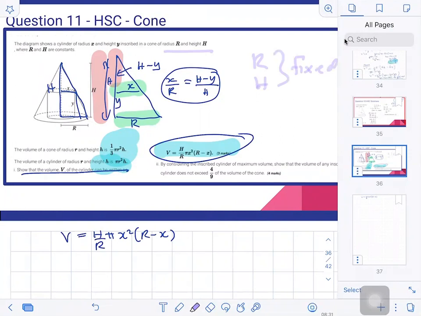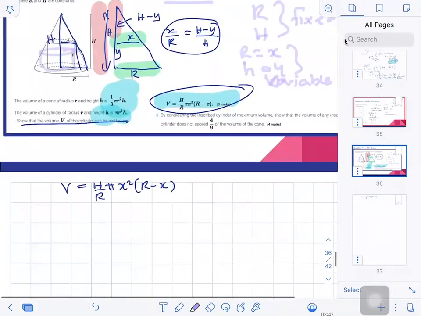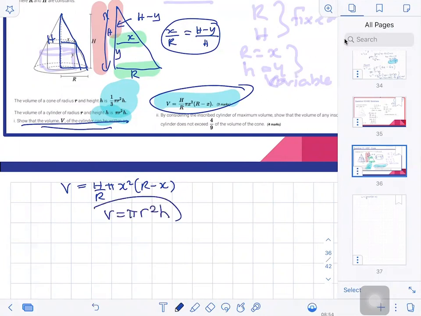Okay, the actual cylinder that fits in there with a radius of x and a height of y, they are variables. As you can see, as the cylinder changes height, then the x and the y change within that cone. So we're interested here in the volume of the cylinder. So the volume of the cylinder is pi R squared H. So we need to get that all in terms of x, because if you look at the prize, this is the prize.